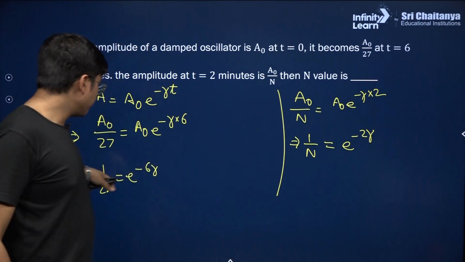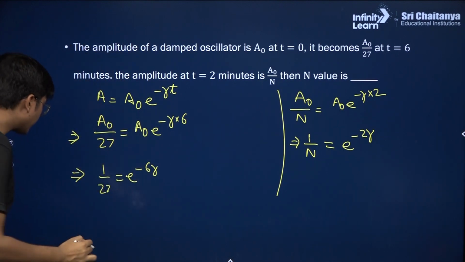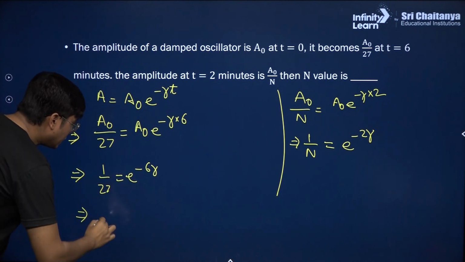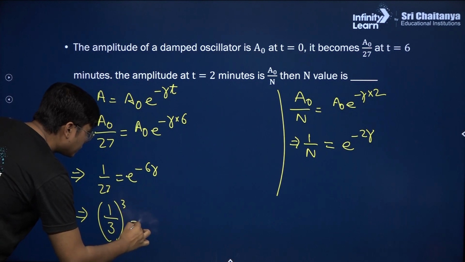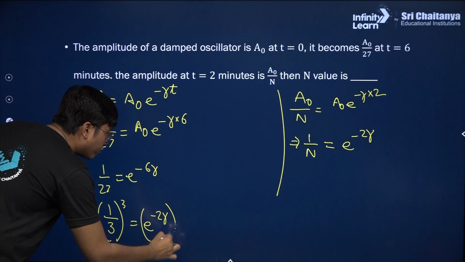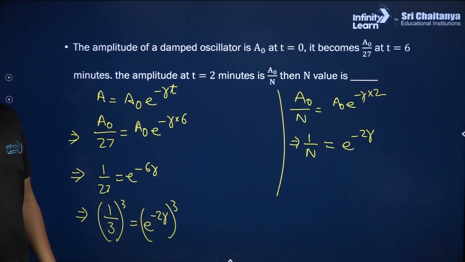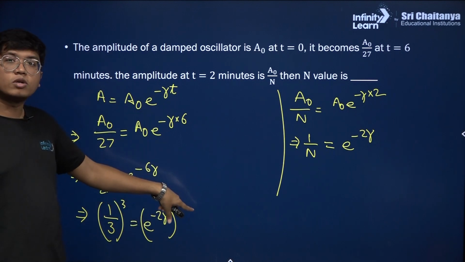Now comparing this might look a bit confusing, but here's how you simplify stuff. Look over here. I can represent this as 1 by 3 to the power 3 is equal to e to the power minus 2 gamma to the power 3. Right? I can write it like this. e to the power minus 6 gamma just means e to the power minus 2 gamma to the power 3.